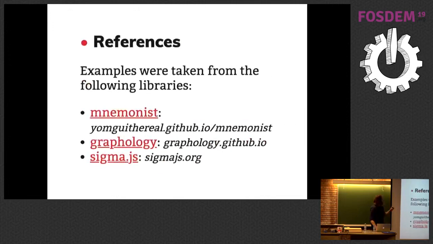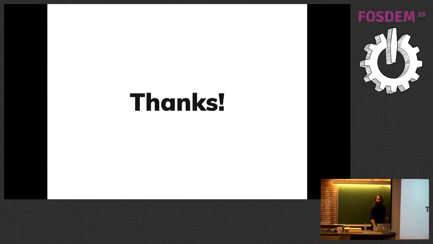So some references to end and wrap up all those things. All the examples I showed were actually taken from the following libraries. You've got Mnemonist, which is a library implementing a lot of data structures in JavaScript with fancy APIs and TypeScript. You've got Graphology, which deals with graphs, and Sigma.js, which is actually a graph rendering engine in the browser using WebGL and so on. So that's it basically. Thank you for your attention.